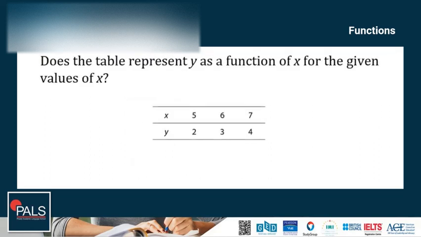Another, does the table represent y as a function of x for the given values of x? Let's check. When x is equal to 5, the value of y is 2. When x is 6, the value of y is 3. And when x is 7, the value of y is 4. So, for each value of x, there is only one value of y. So therefore, the table represents y as a function of x.